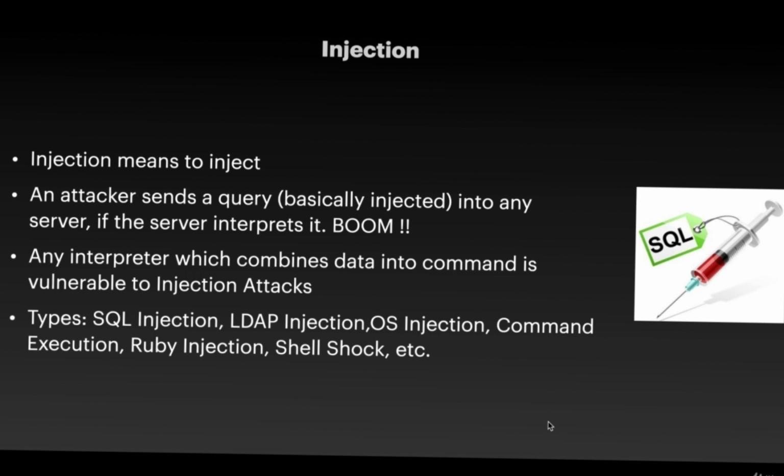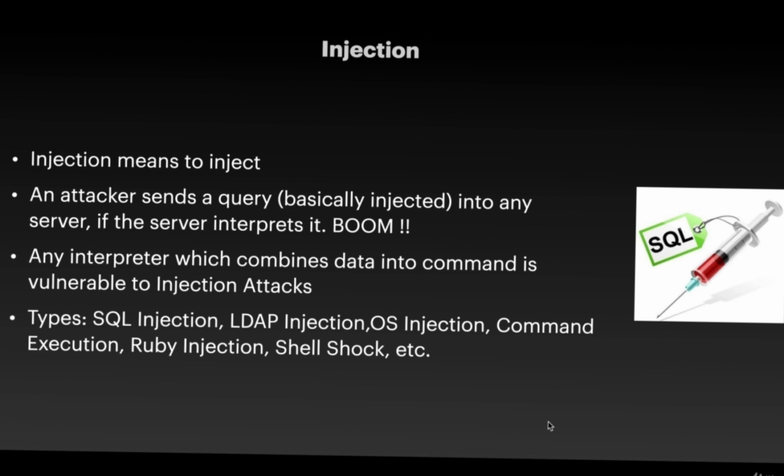Yes, so let's start with the first one. What is injection? As we saw in the OWASP, this is the A1 category, the first category. Injection basically means to inject something. Like whenever we are sick, the doctor injects the medicine into our body. In a similar manner, we are going to inject something into a web application software.